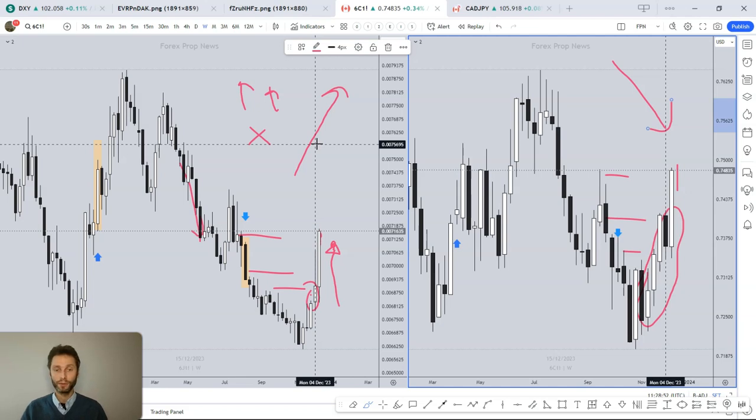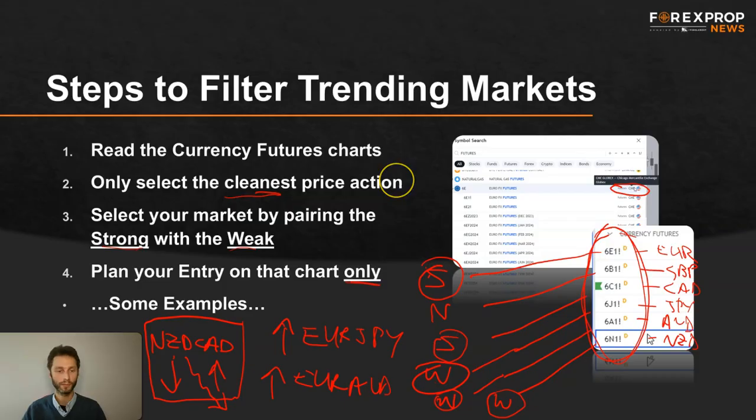Now, once you use that and once you really pair them, then you will have your high probability scenario. So once again, if we go back to this picture, you have your currency futures, and you just look at each one of them one by one, identify whether they are strong, maybe they're neutral if the market is ranging, or weak if the market is trending downwards. And then you pair them up and select.